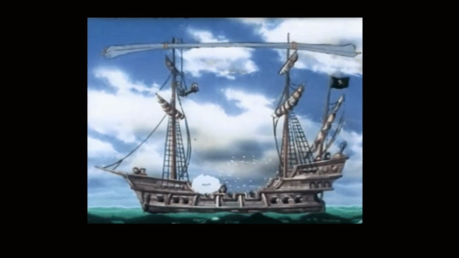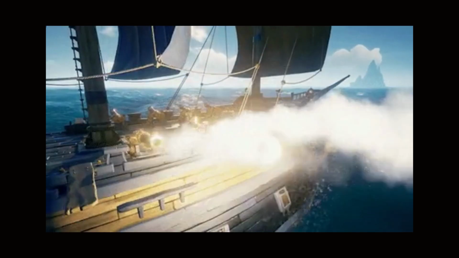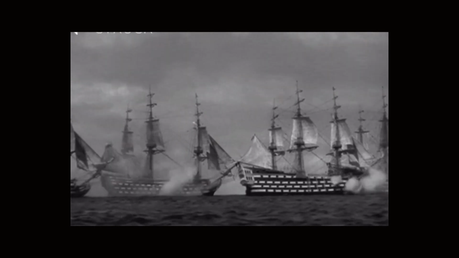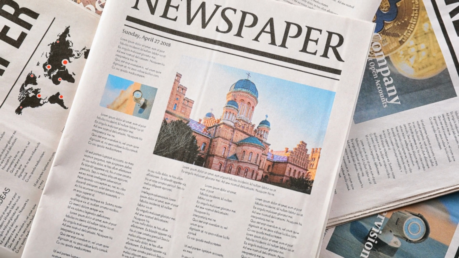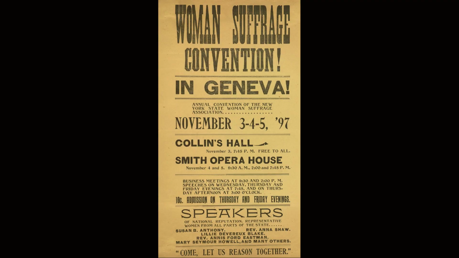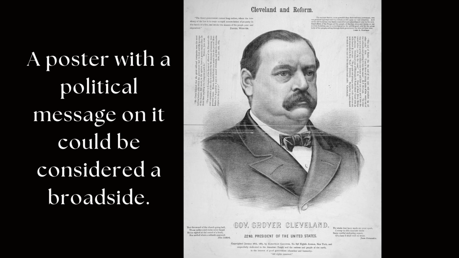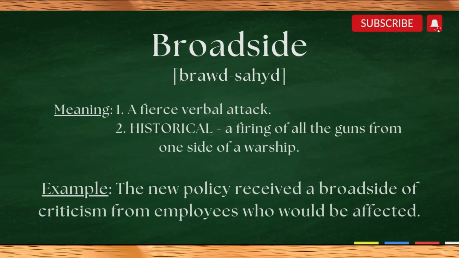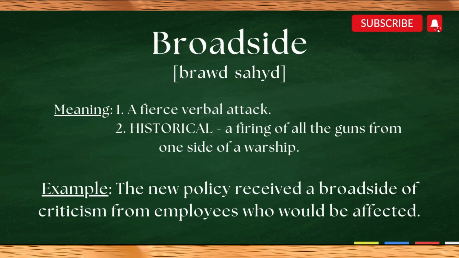Another meaning is a nautical term that refers to the firing of all guns on one side of a ship, typically during battle. Another definition is a sheet of paper with writing or printing on one side only. In the past, broadsides were used to spread news or information to a wide audience. For example, if you saw a poster with a political message on it, that could be considered a broadside. Here is a sentence example for this word. The new policy received a broadside of criticism from employees who would be affected.